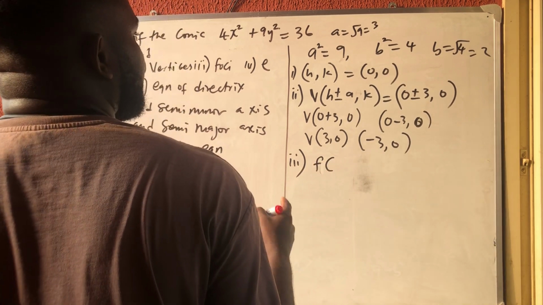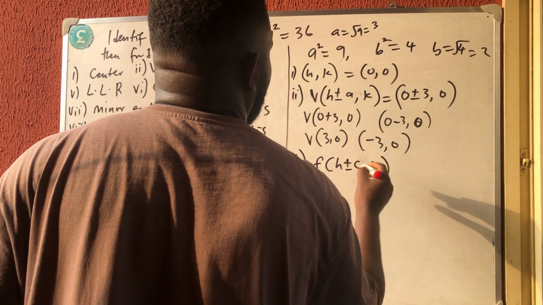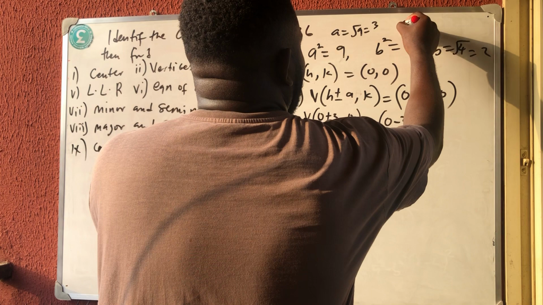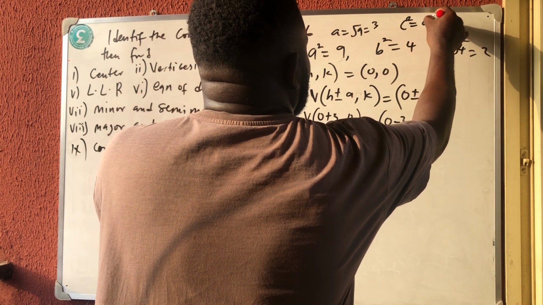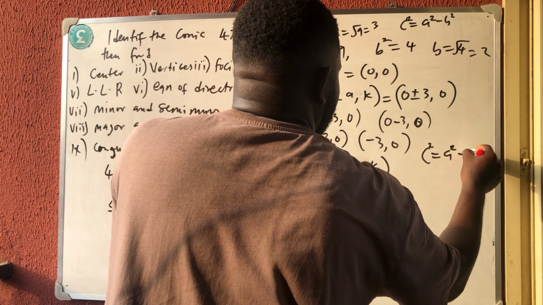Foci. So c is what I'm adding now. So I have h plus or minus c comma what? k. So what am I having now? So my answer is now. To get my c, don't forget that c squared is equal to what? a squared minus b squared. Please don't forget, c squared is equal to a squared minus b squared.